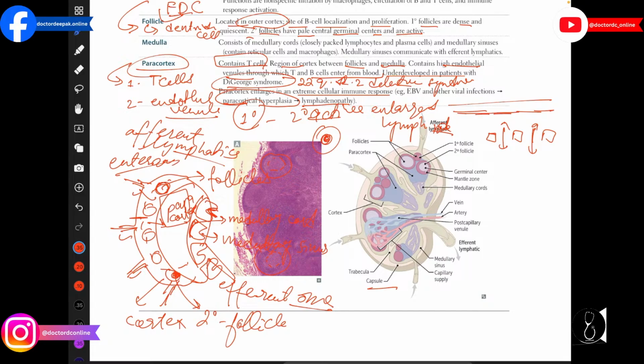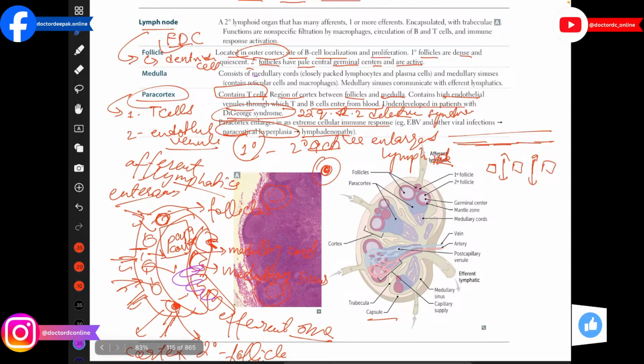And secondly, guys, if you move into the lymph node, first you get the cortex, then the paracortex, and after that you go towards the medulla. In the medulla, there are two parts: the medullary cords and the sinuses. In the medullary cord, there are packed lymphocytes and plasma cells. In the sinuses, you will find reticular cells and macrophages.